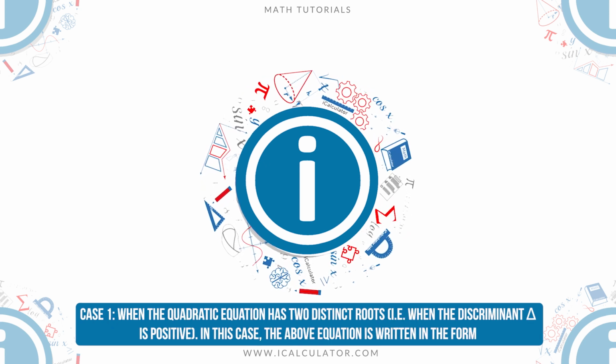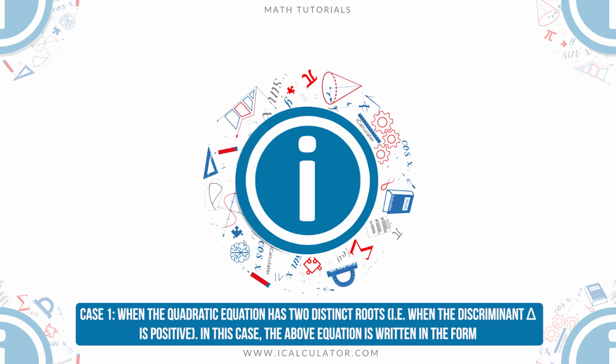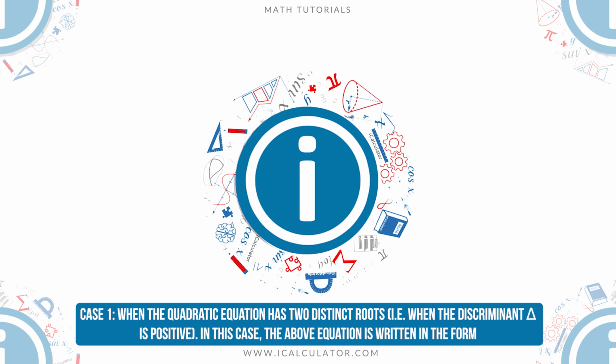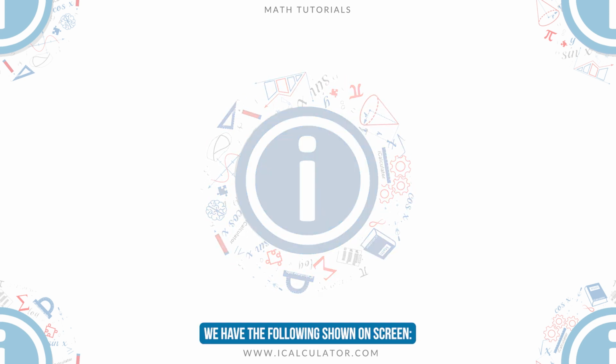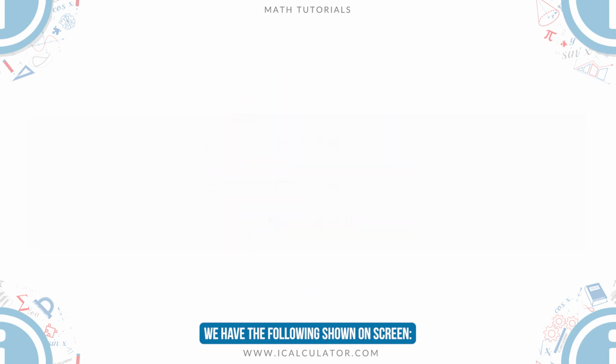Case 1, when the quadratic equation has two distinct roots, i.e. when the discriminant delta is positive. In this case, the equation is written in the form shown on screen.